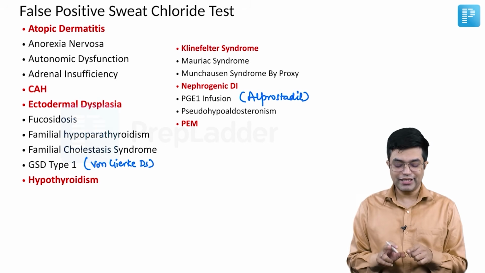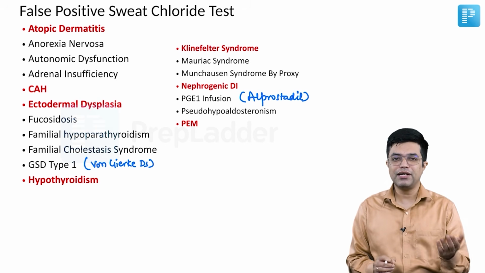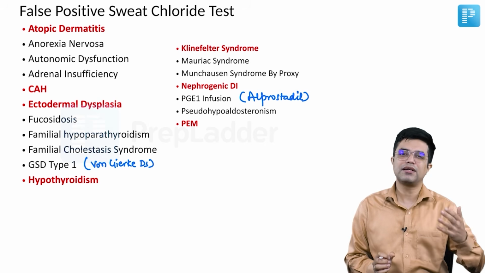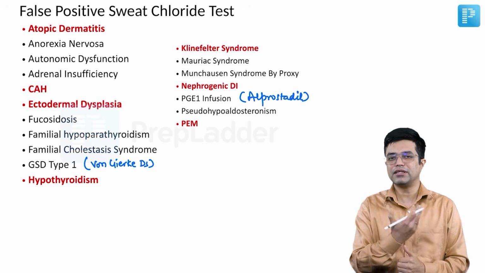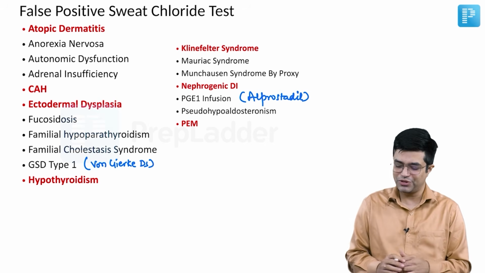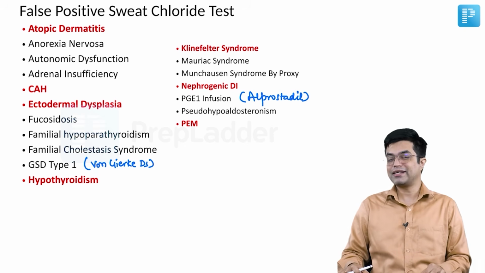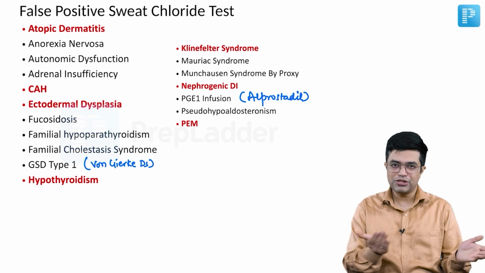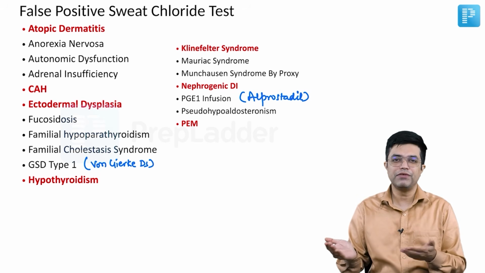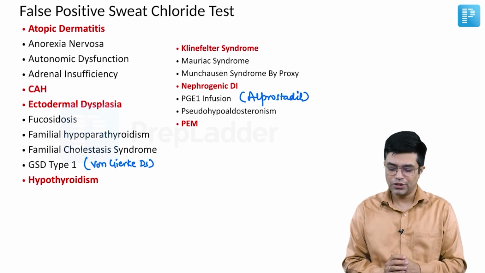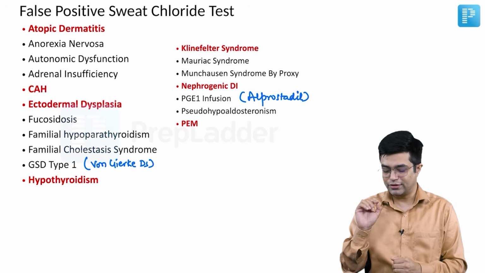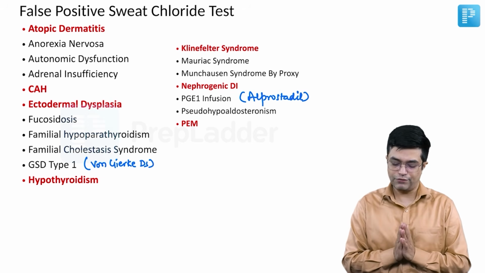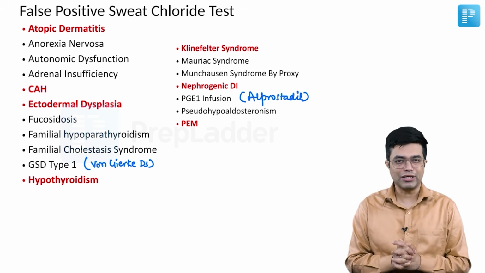The ones which I mentioned in red color have been directly or indirectly asked in not only the NEET super specialty exam, but other entrance exams, including the NEET PG ones as well. Don't worry, I'm not going to teach you NEET PG level stuff, but you must understand that there are certain things which are flexible, and questions and options do move in between your different entrance exams. So these are the key points. The red ones you must remember, other ones are also important to be remembered for the exam. So that was the false positive sweat chloride test.